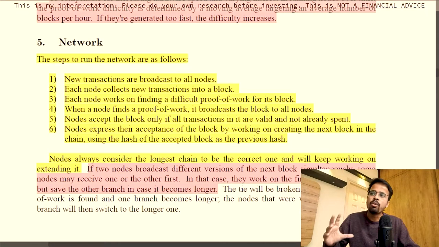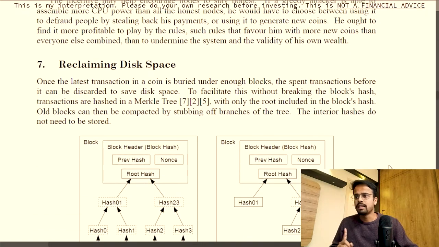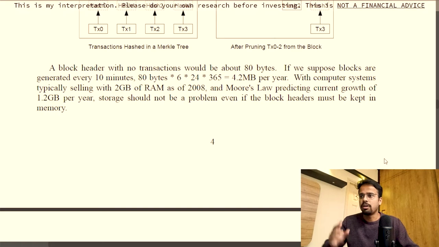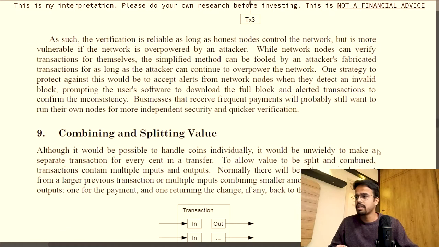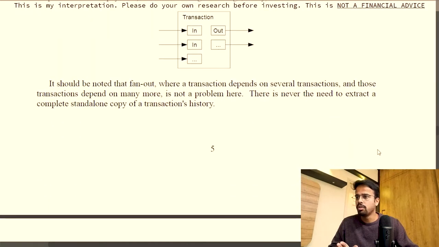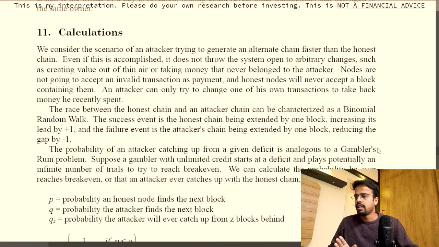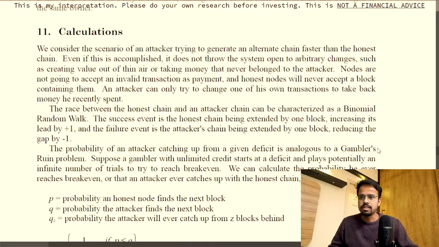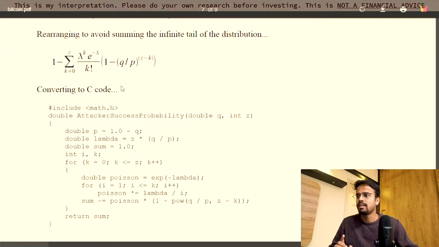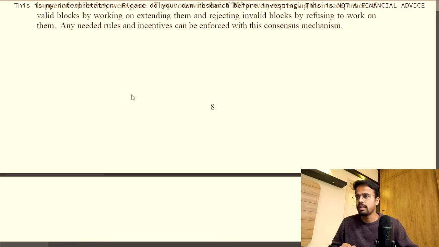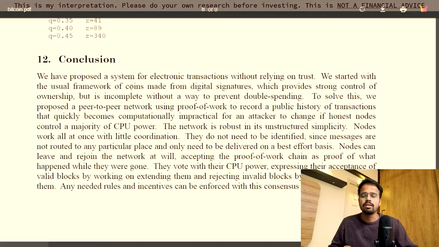Then we get an overview of how the whole network runs, and then incentives, reclaiming disk space, and how to optimize that using Merkle trees, simplified payment verification, combining and splitting value, and privacy. And the last one is a few calculations which are given, some mathematical formulas are also given over here, and a C code is provided. Finally, ending with a conclusion, which is the 12th and the largest last one.